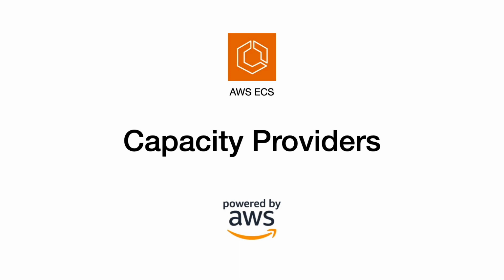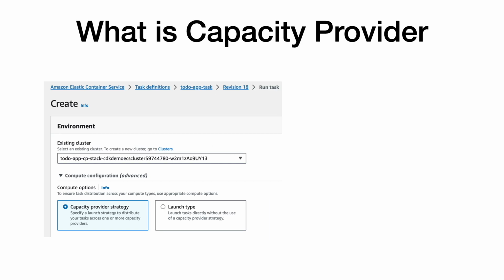In this video, we will discuss the capacity providers in ECS. Capacity provider is one of the compute options. You can configure it to run the ECS tasks or services. We already checked about the launch types.